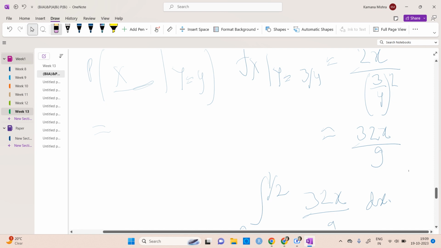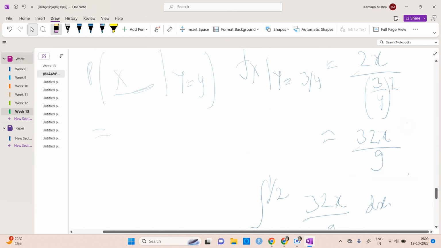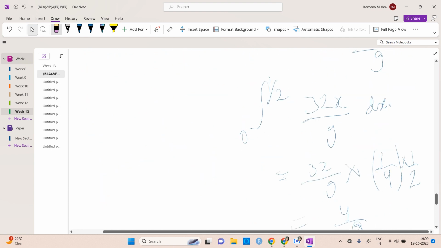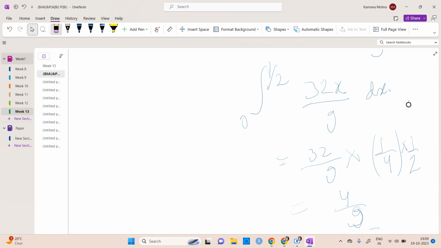Now once you know the PDF, how do you find it? You find it by doing the integration. So doing the integration means x is less than half, so it would be from 0 to half, and 32x by 9 dx. So now you can do the integration, and that would be your answer. Is it okay? Okay.